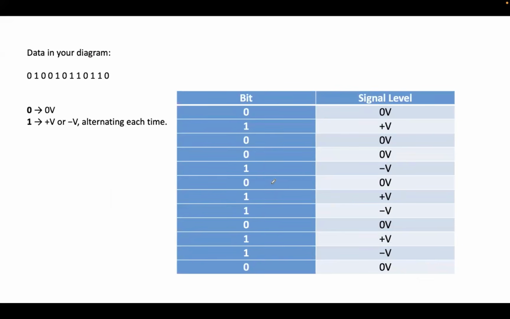And the diagram looks like this. When the binary bit is 0, voltage should be 0 only. If it is 1, for the first one positive, second one negative, third one again positive, and so on.